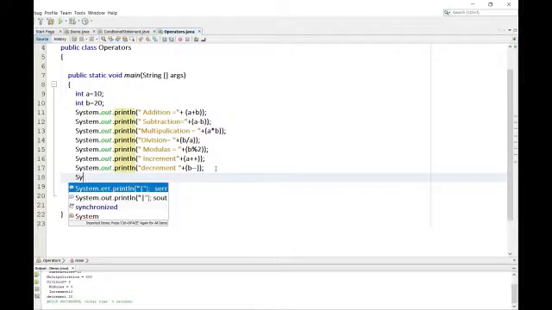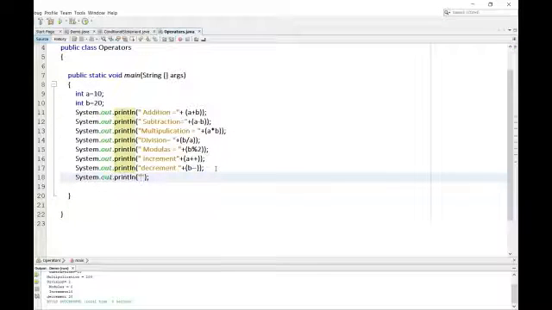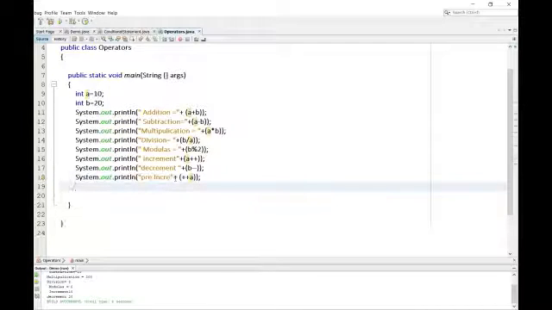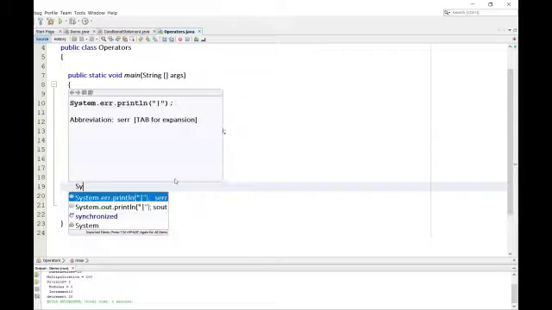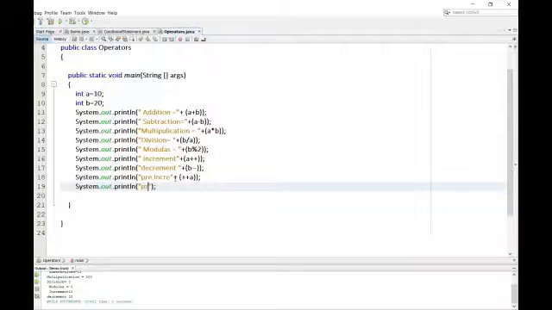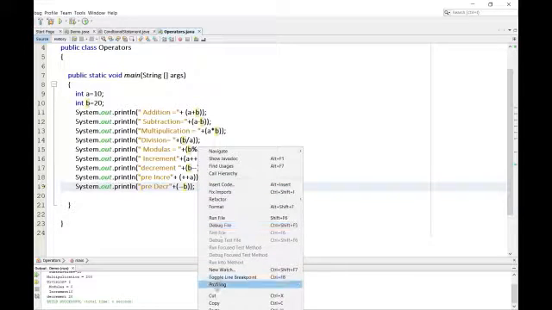If we are going to use pre-increment, it will be system.out.print pre-increment plus A and system.out.print pre-decrement plus minus B. So in order to run this particular thing, let us see what will be the output.